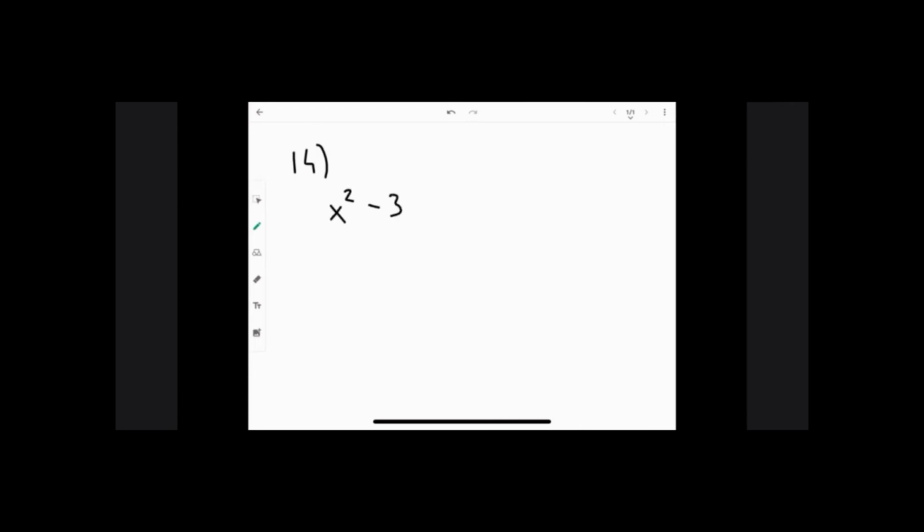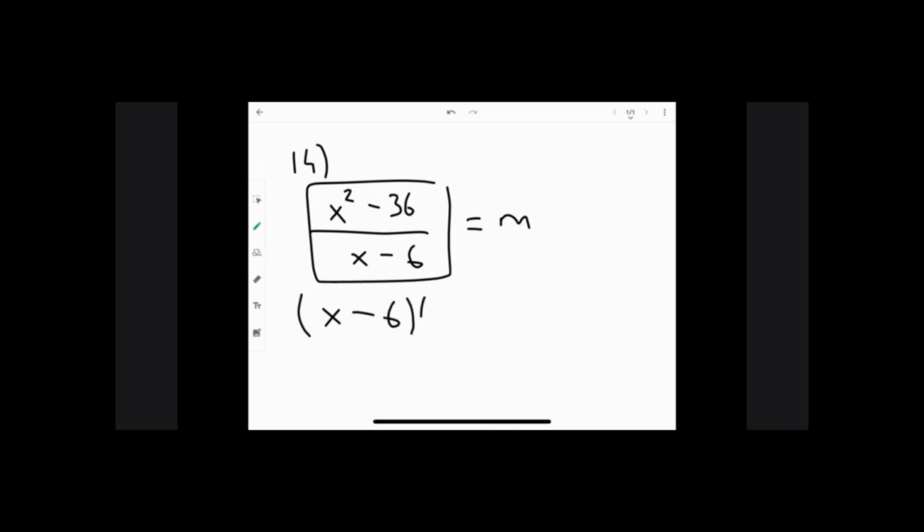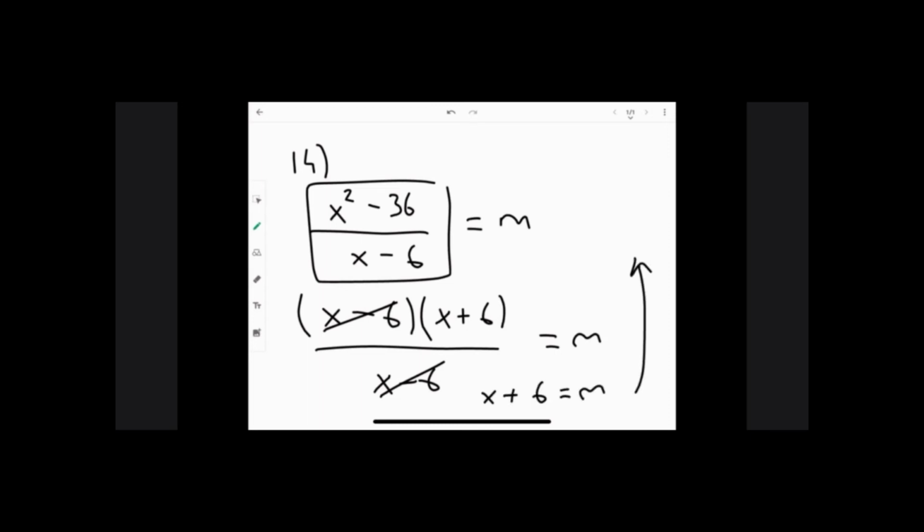So for this, we need to put that m is equal to x squared minus 36 over x minus 6. We factor x squared minus 36, so it becomes x minus 6 times x plus 6, and then we can cancel x minus 6 with x minus 6, so the remaining result is x plus 6 equals m. Now we know that x equals 6, so 6 plus 6 is equal to m, so m is 12.